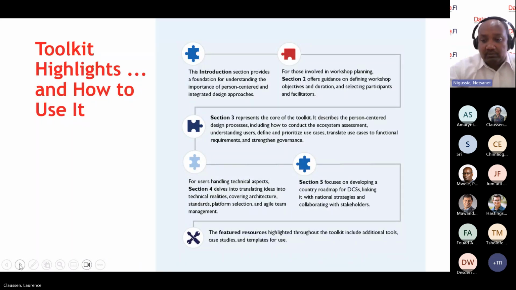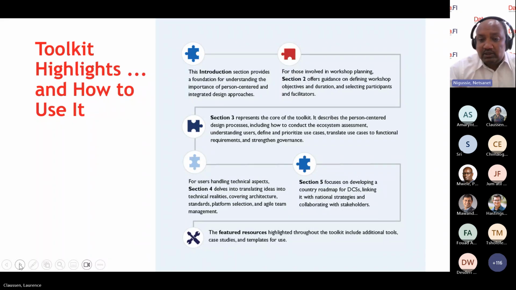The third section is about person-centered and integrated design processes. It covers how to conduct ecosystem assessment, which helps you to understand the current landscape of health and social services, as well as the systems being implemented at that level. It also outlines processes and tools to understand user needs, defining and prioritizing use cases, and translating those use cases into functional system requirements. Most importantly, this section also highlights the importance of strengthening governance across different levels, which is crucial for long-term success and sustainability of the systems design.